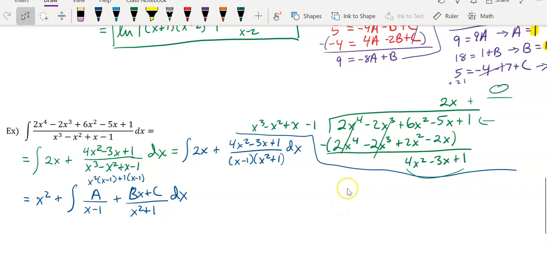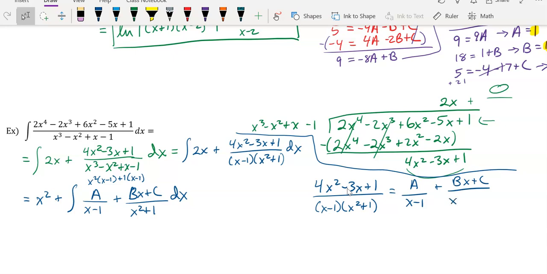Okay, so I have 4x squared minus 3x plus 1 all over x minus 1 times x squared plus 1 is equal to a over x minus 1 plus bx plus c over x squared plus 1.